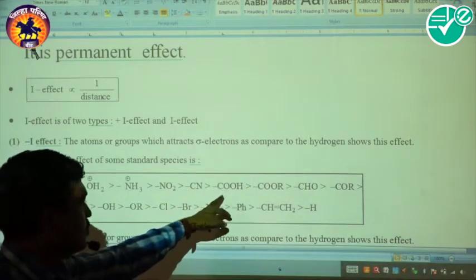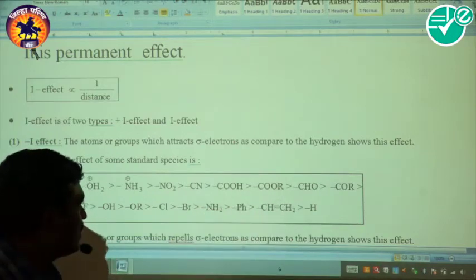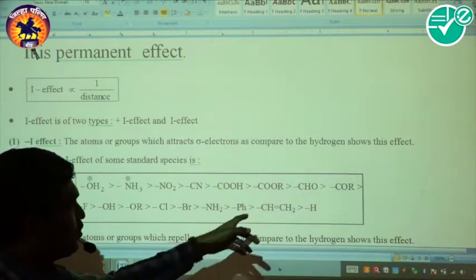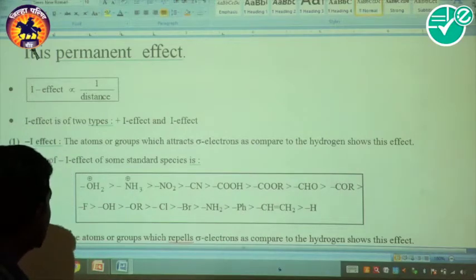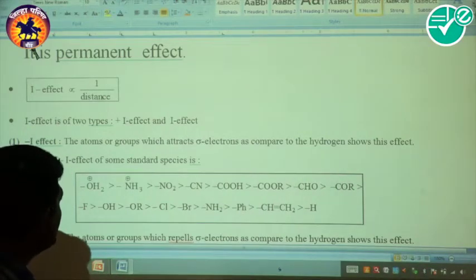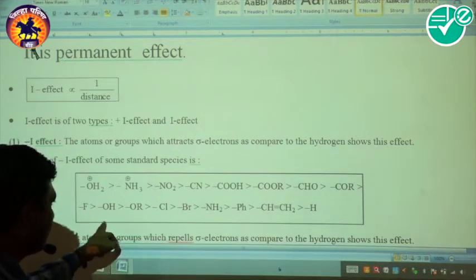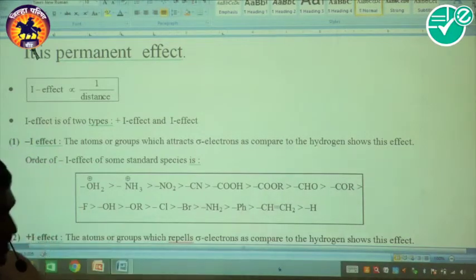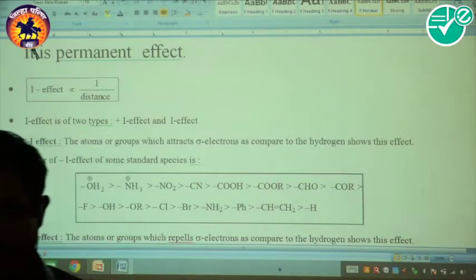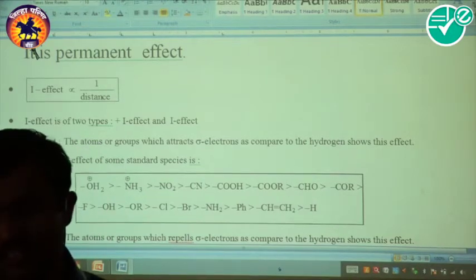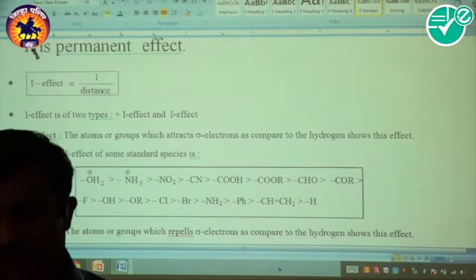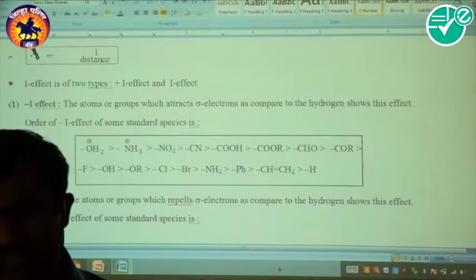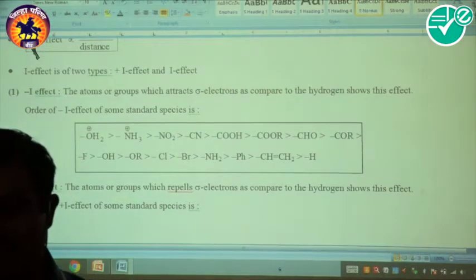So here the COH is more inductive effect than the COR, COR is more than that of the CHO, CHO is more than that of the COR. So in this way, here the negative inductive effect is to be observed. Because if you consider NH3 plus, here it is a more negative inductive effect which is to be observed here.